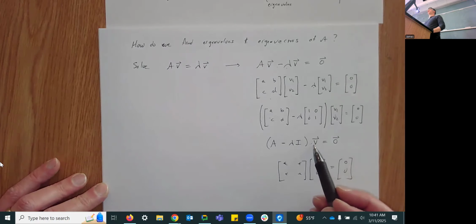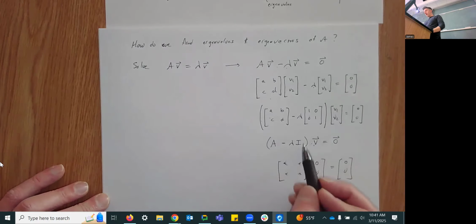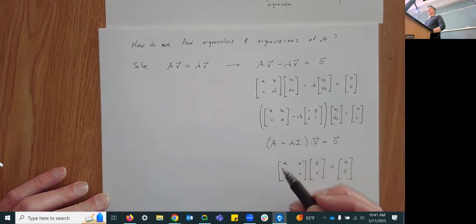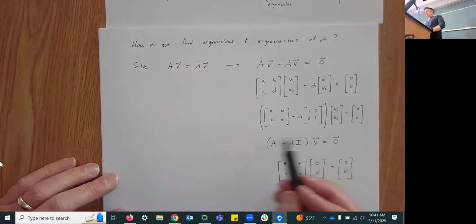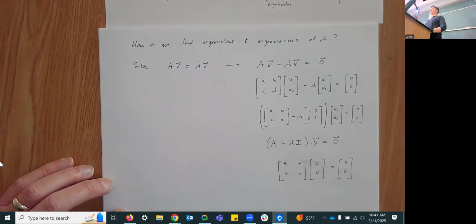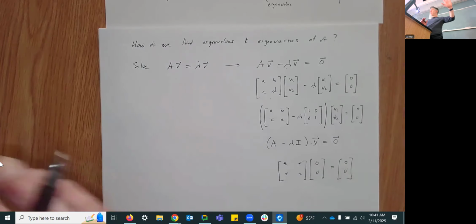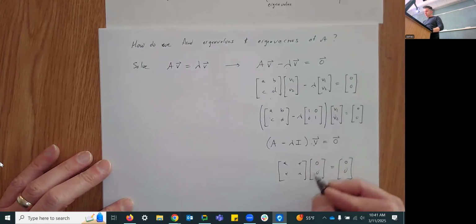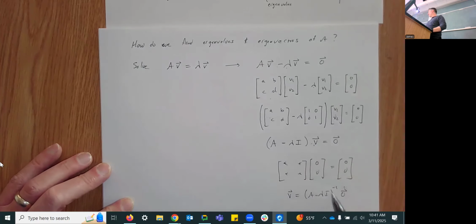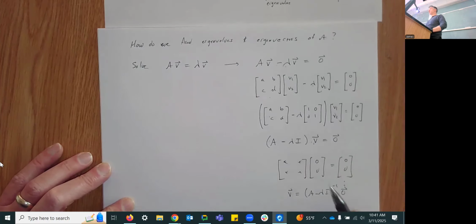But for that to work, this part over here has to be not invertible. Let me back up. If this 2x2 matrix was invertible, there'd only be one solution. We've seen that before when finding solutions to a system of equations. If the matrix is invertible, you just multiply both sides by the inverse, and you would get the solution to be the inverse of A minus lambda I times the zero vector, but any 2x2 matrix times the zero vector is just the zero vector. So that's the not interesting situation that we don't care about.